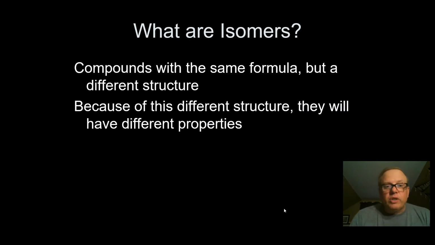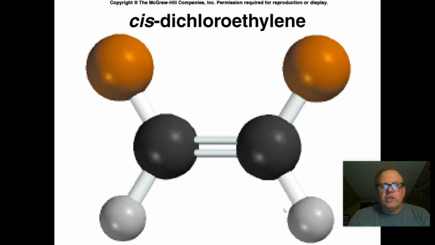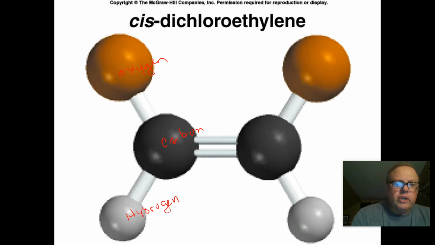Because they have different structures, an isomer will generally have different properties, sometimes subtly different, sometimes very different. Isomers may be very similar or they might be very, very different. Now, I'm going to show you some pictures here. This is called cis-dichloroethene, and these black ones are carbon, the red ones are oxygen, and the white ones here are hydrogen. We're going to see this in a couple examples here.